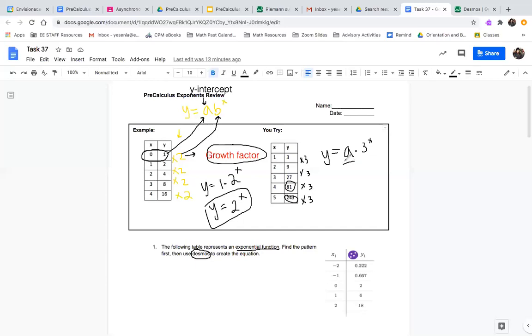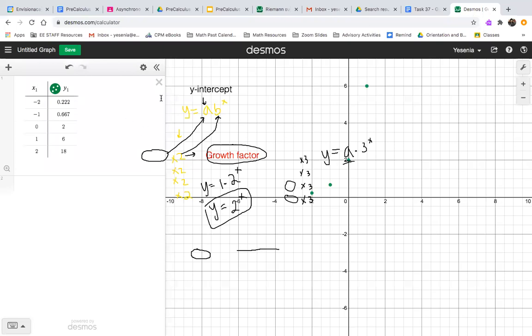This right here is just a. So I'm going to use Desmos to figure out what that a is. Let me show you how to do this. And that's what you're going to be doing in your assignment here. This was me exploring with another table. What you're going to do is click here where it says add item, and go down to table.